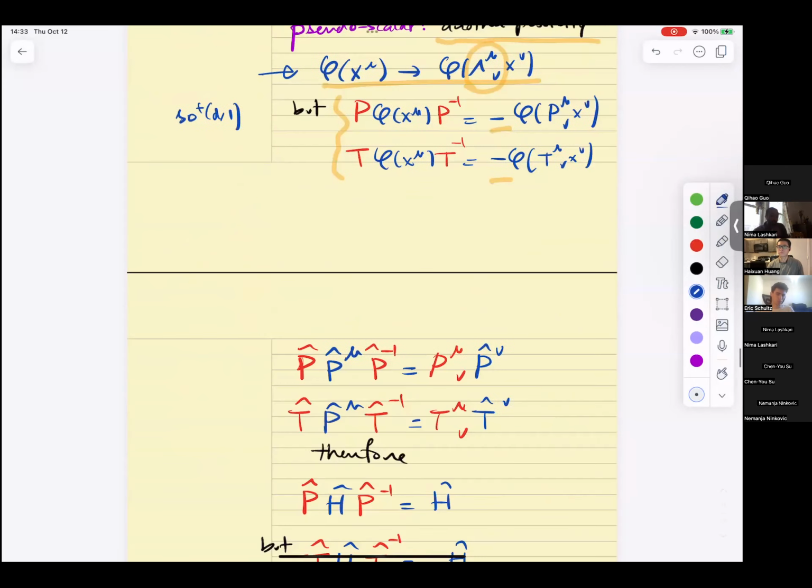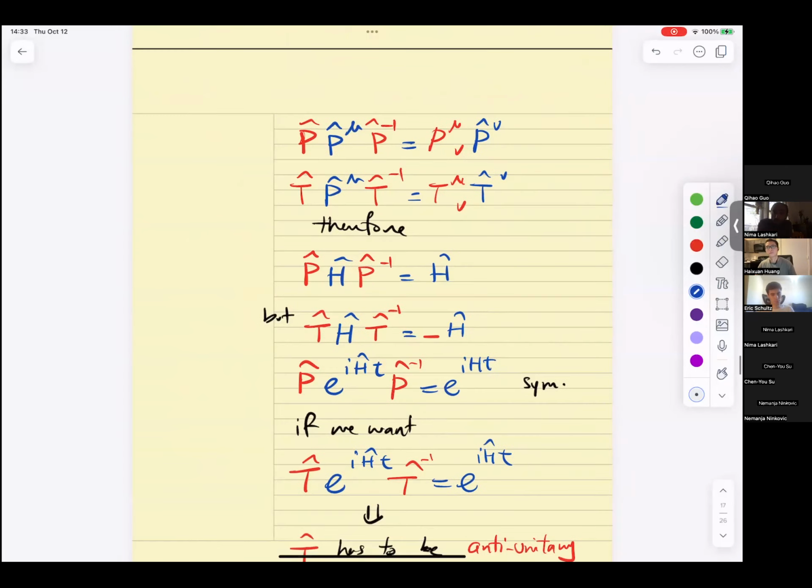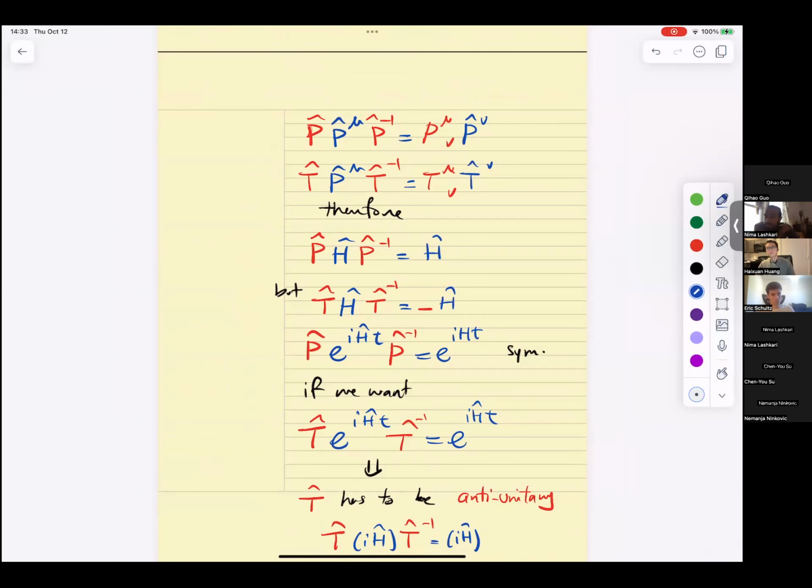Now let's get to the point of why we're going to represent parity as a unitary transformation, but time reversal as an anti-unitary. Notice that the conclusion from what we're going to make is that PT is going to be anti-unitary, which is x mu going to minus x mu.